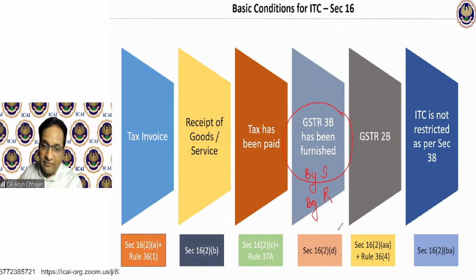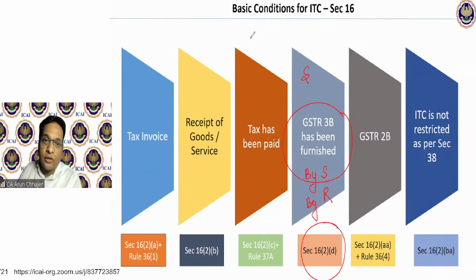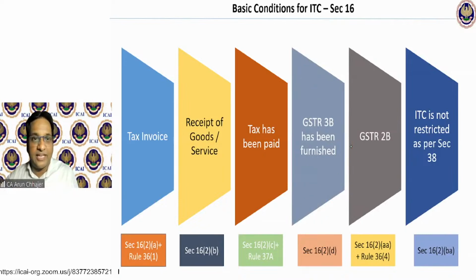Now the condition which I'm talking about is written in 16(2)(d). I am talking about GSTR 3B having been furnished. This is one of the conditions for taking the ITC. Is it by the supplier or by the recipient? You are requested to give the answer in the chat, or you can use the BOS chat also. You can give the answer over there as well, as per your choice.